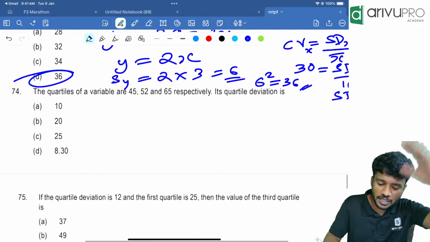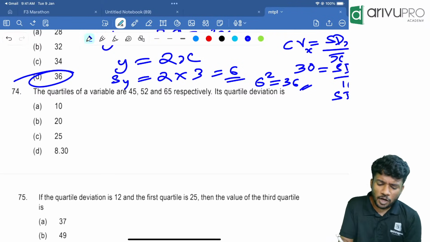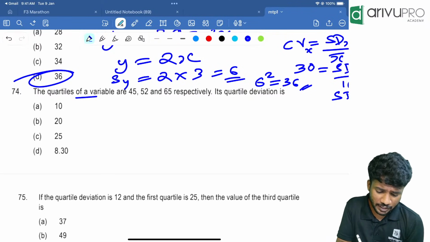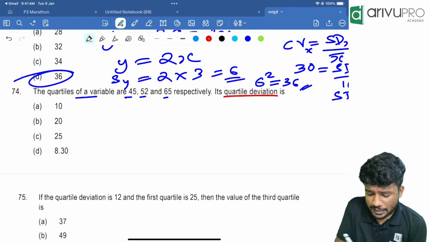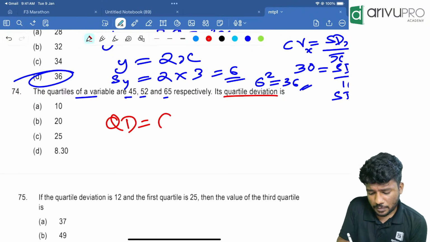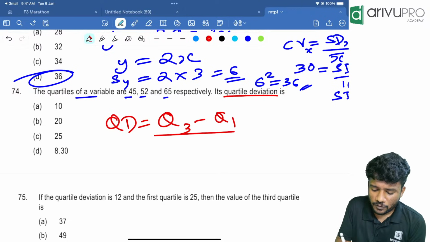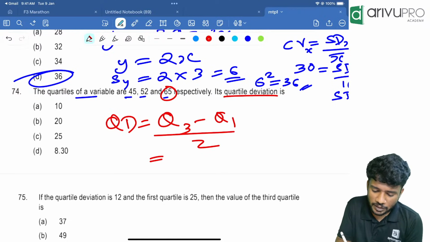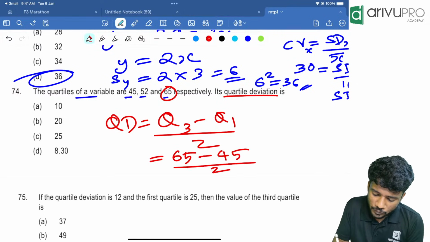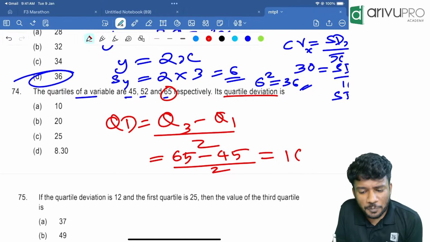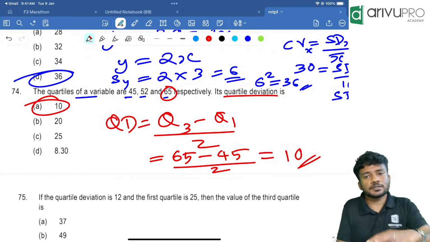Good question. Next one, people. Direct question. Quartiles of a variable are 45, 52 and 65. Then quartile deviation QD is nothing but Q3 minus Q1 divided by 2. How much is Q3 over here? 65 minus 45 divided by 2, which is equal to 20 by 2. How much is that? 10. Option A is your answer.